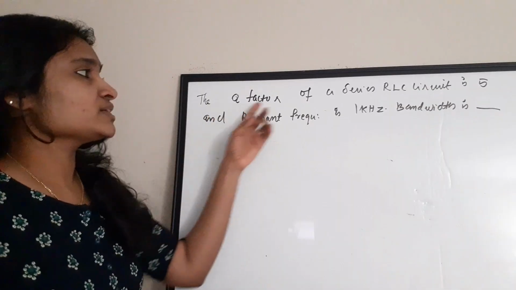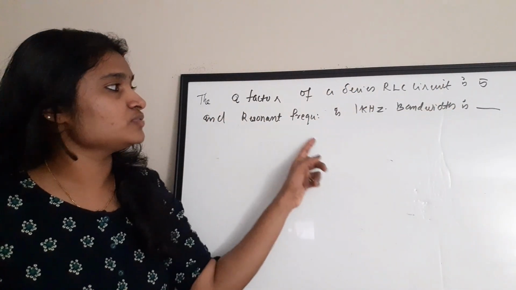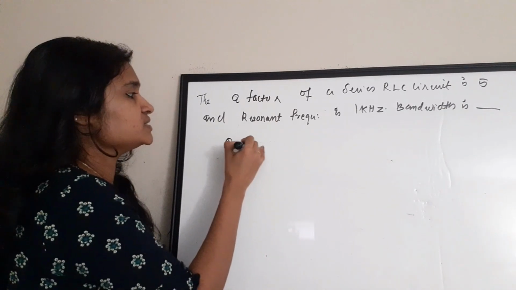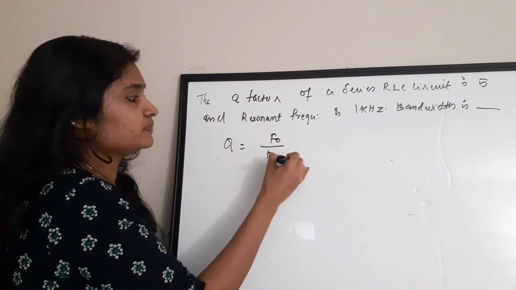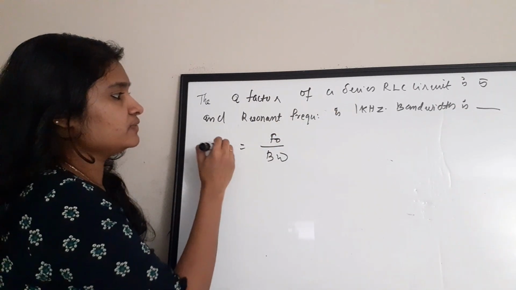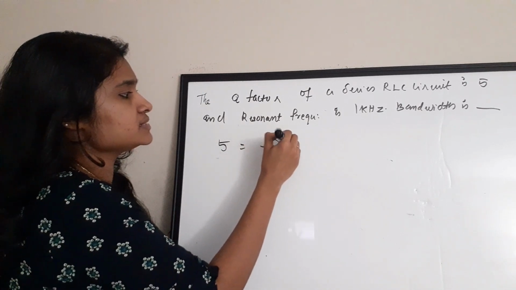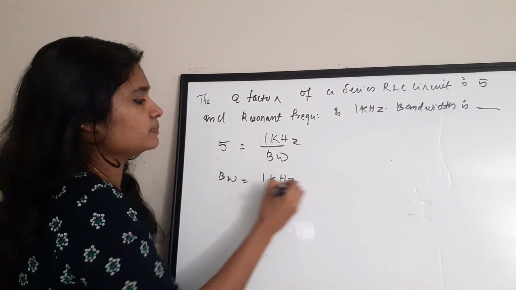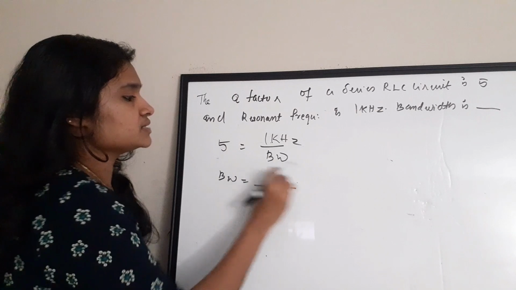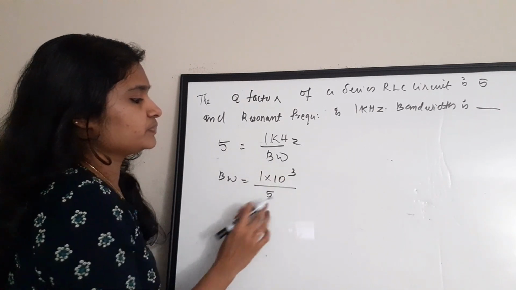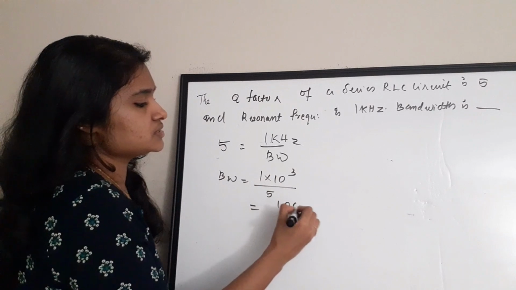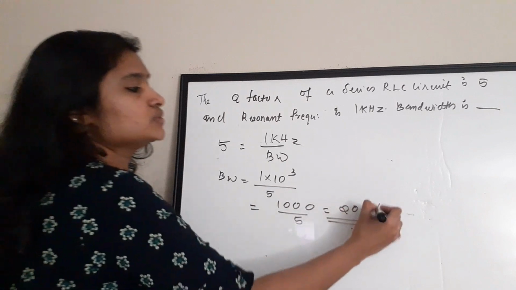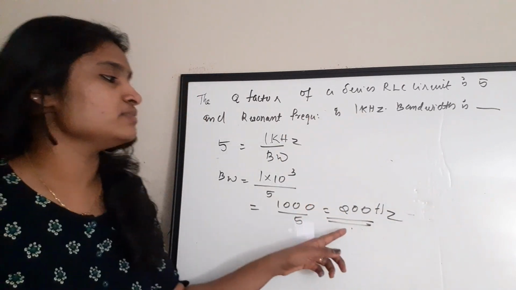The Q factor of a series RLC circuit is 5 and resonant frequency is 1 kHz. Bandwidth is dash. This is again the simple relation for quality factor. Q is equal to F0 by bandwidth. So what all things are being given? Q is 5. F0 is 1 kHz. So you can directly find bandwidth is equal to 1 kHz by 5. 1 kilo means 1 into 10 raised to 3. So the value obtained is 1000 by 5, or 200 Hertz. So the value of bandwidth obtained is 200 Hertz.